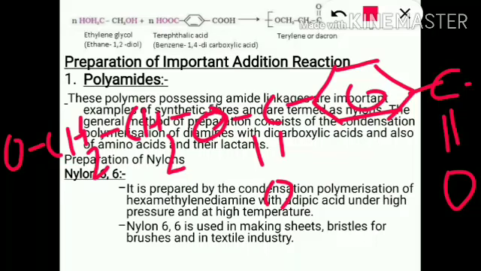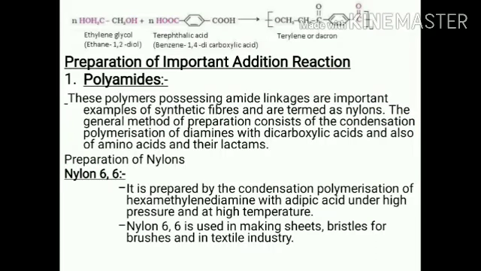Now let us see some examples of the condensation polymers. First one is polyamide. These polymers possessing amide linkage are important. Examples of the synthetic fiber are termed nylon. First nylon is nylon 66. Nylon 66 is formed by hexamethylene diamine and adipic acid. Then a water molecule is removed.